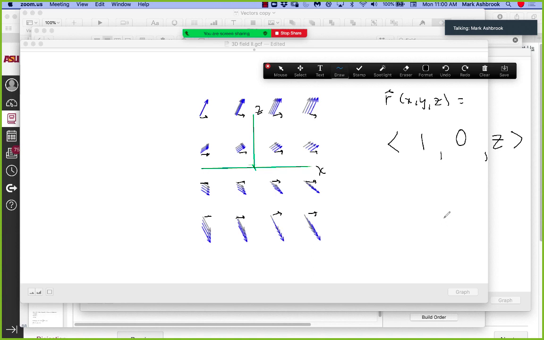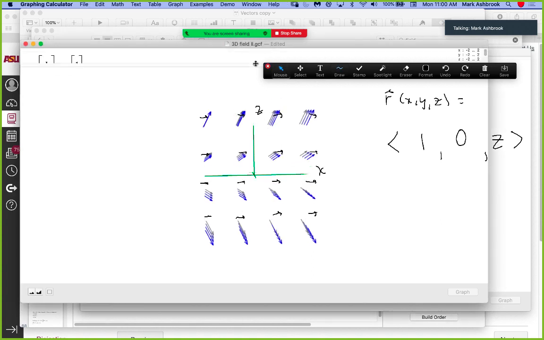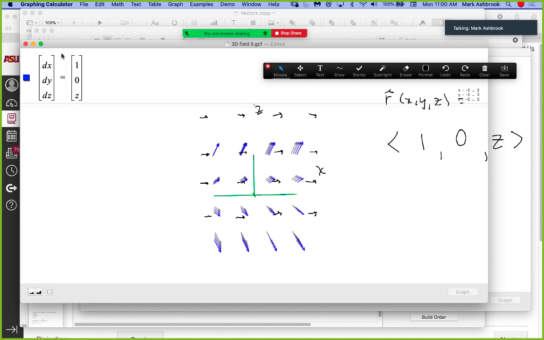So maybe this is the vector field 1, 0, z. Let's take a look. Got it. There it is, 1, 0, z.